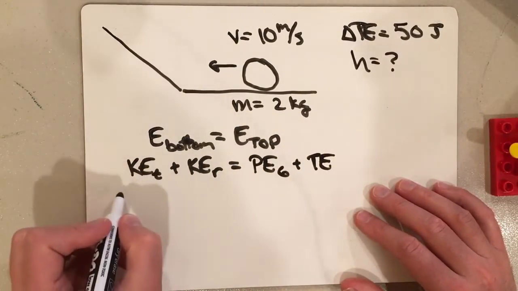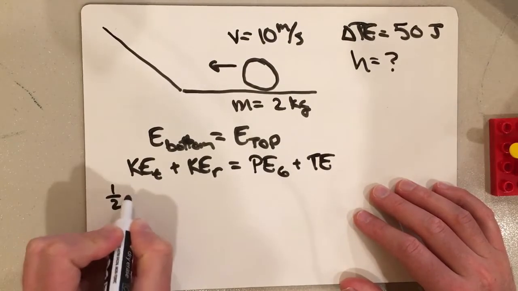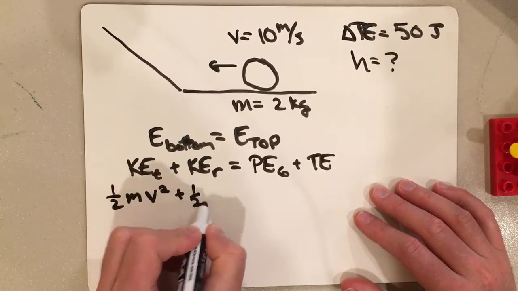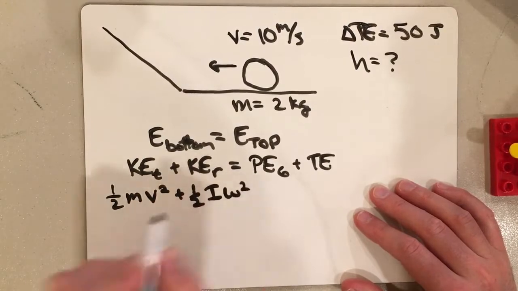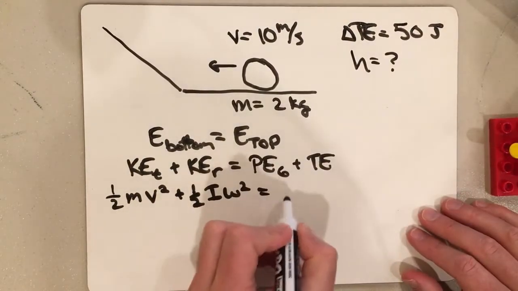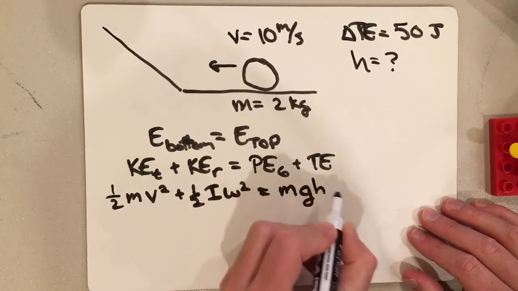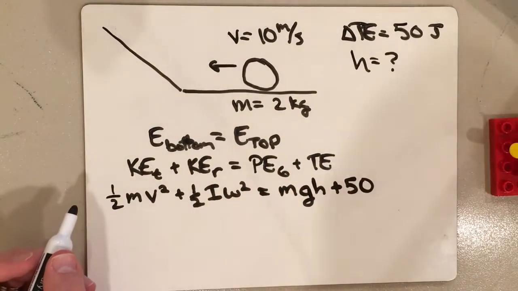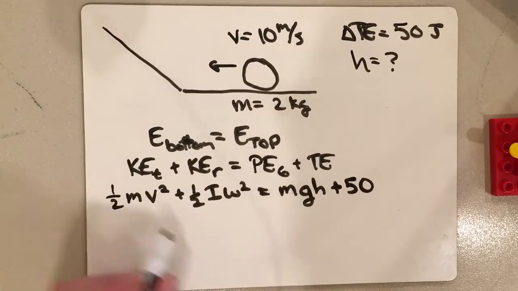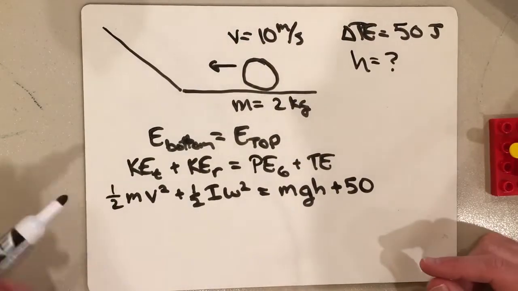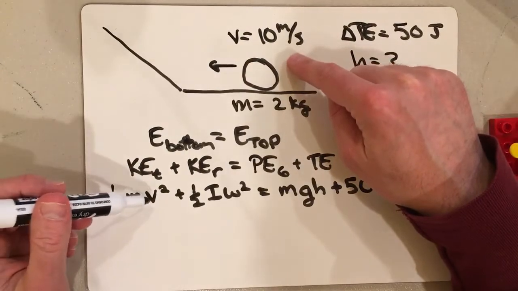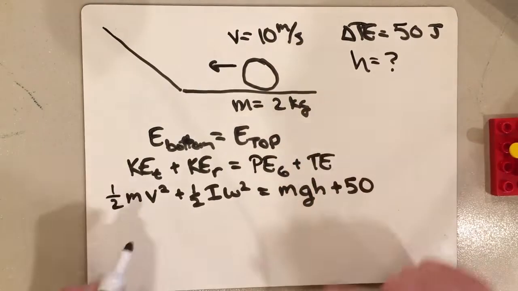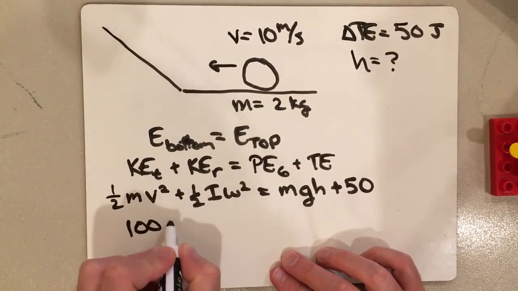Now here, our formula for translational kinetic energy is 1/2 m v squared. Rotational is 1/2 I omega squared. Gravitational potential energy is mgh. And we already know the thermal energy generated, that's 50 joules. Now I can go ahead and put in other values. So here I'd put in v, 10, and I'd square it, which is 100. 1/2 times 2 is 1, so this is going to be 1 times 100, which works out to be 100.